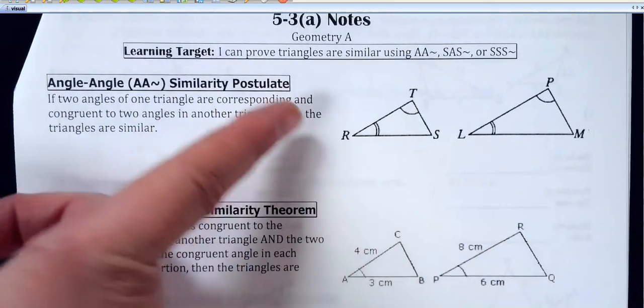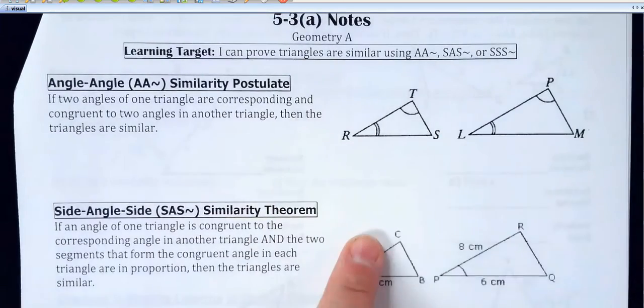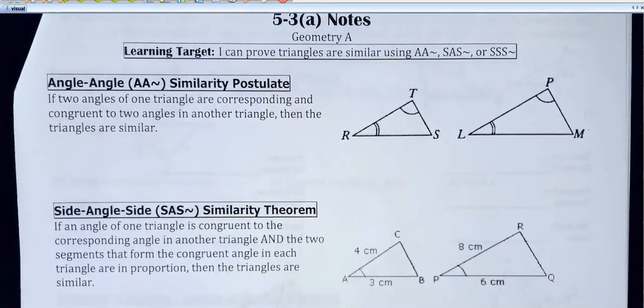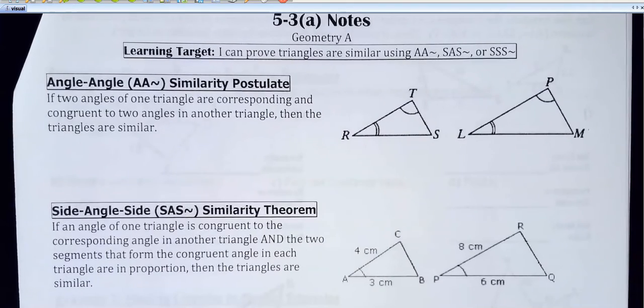So like this one, angle R, angle L. Those are corresponding angles, and they're congruent to each other. T and P, corresponding, congruent to each other. If you have that, just having two angles, that is enough to say they're similar. Not congruent or anything like that, but they're similar to each other. It means same shape but different size.